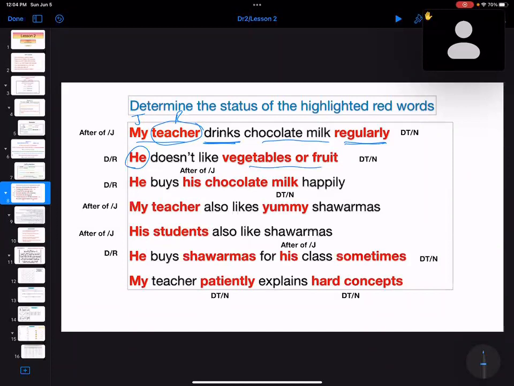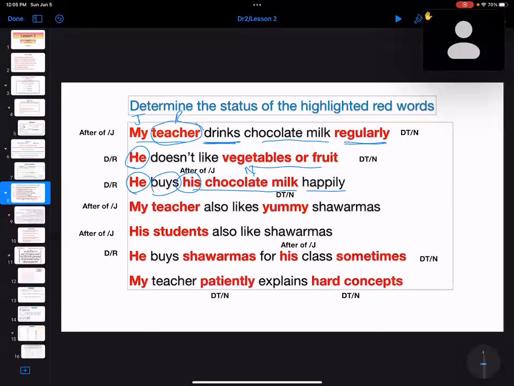Then in the next sentence, he buys his chocolate milk happily. Again, he is the main subject, and buy is the action, right? He buys what? His chocolate milk. So his is going to be jar, and chocolate milk is the detail, so that is nasab. And then happily is again nasab, because it is further explaining how.